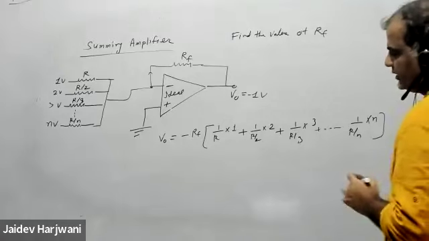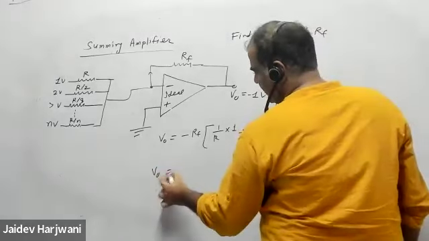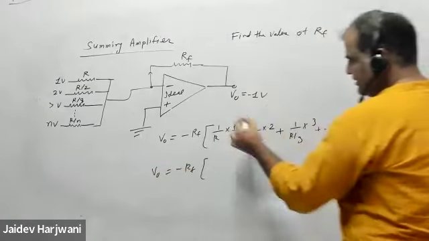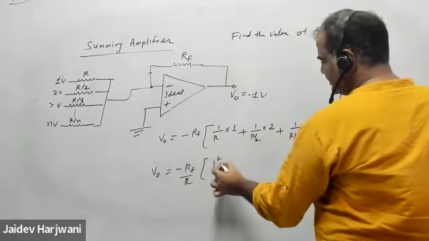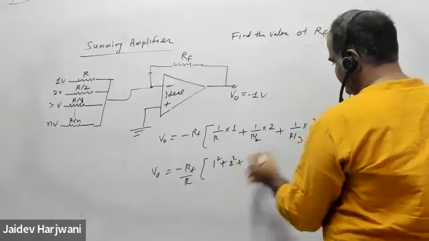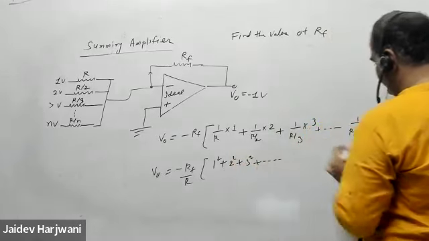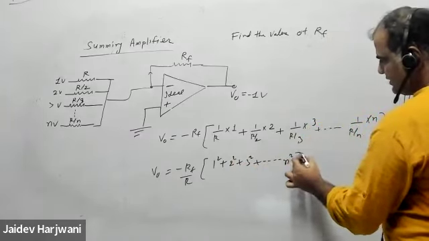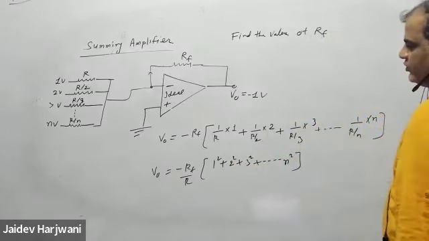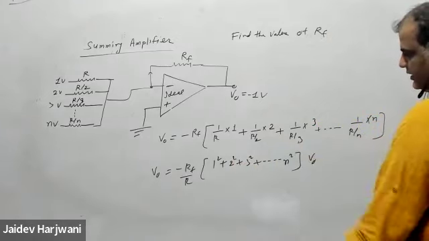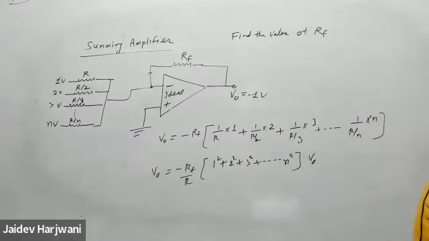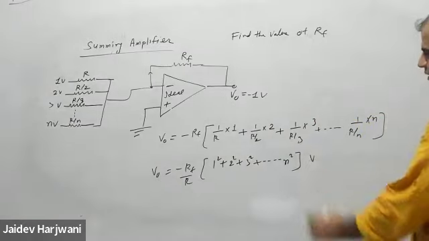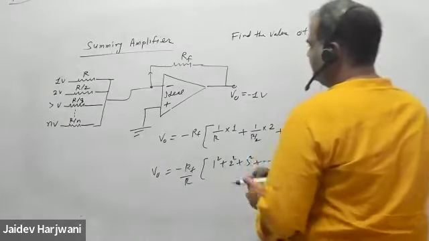Okay, now what will be V naught? V naught will be minus RF, and in this question, if I take R also common, this is 1, that is 1 square, this becomes 2 square, this becomes 3 square, and it keeps on moving, and this becomes N square volts. Okay, and now you can tell very easily what is the value of RF. This is a volt. Okay, now this is the -1 volt.